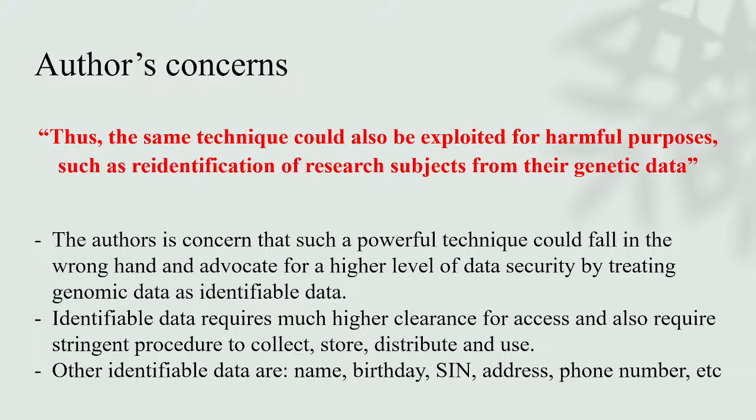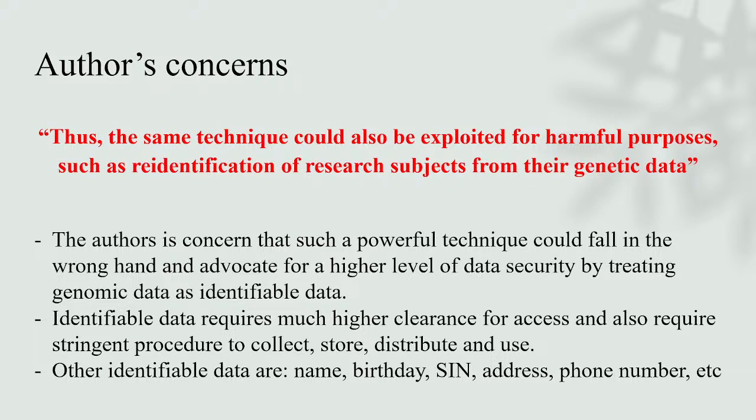Now, if you have done some human research, you know that identifiable data is treated very, very stringently, very strictly. To have access to that kind of data, the research group, or anybody, would need a much higher clearance, and it would require very stringent procedures to collect, store, distribute, and use. For example, if you take part in scientific research, and they want to collect your name and date of birth, those are identifiable data.